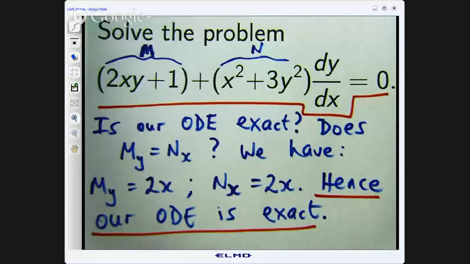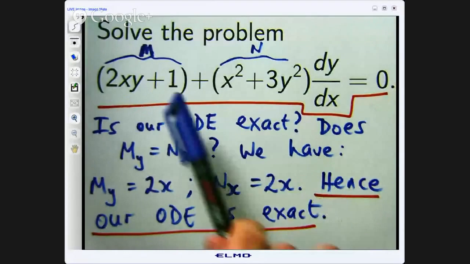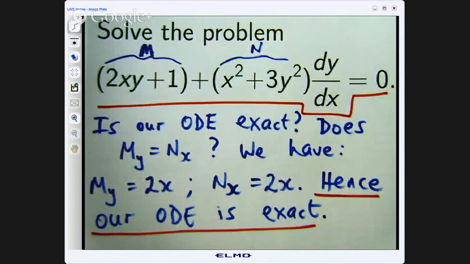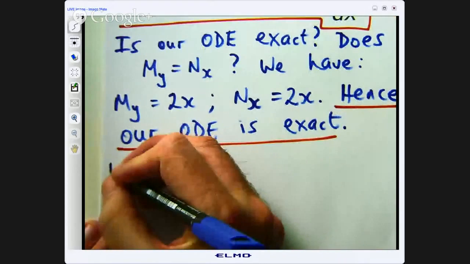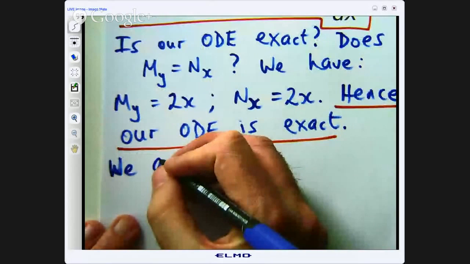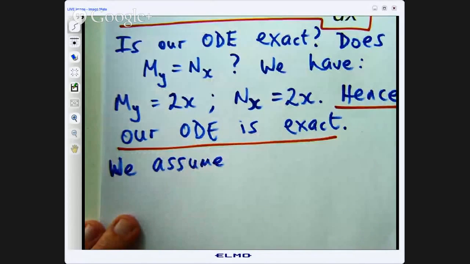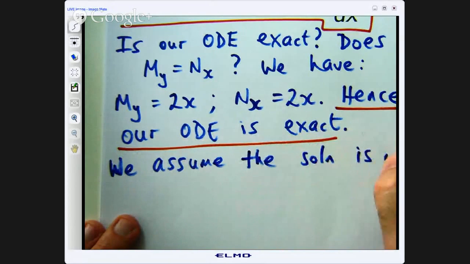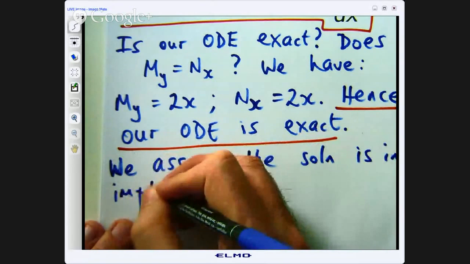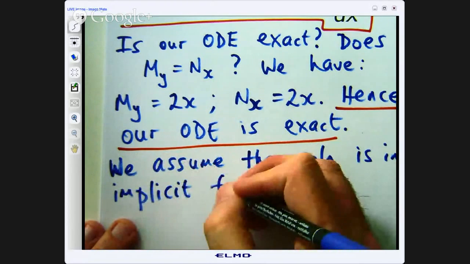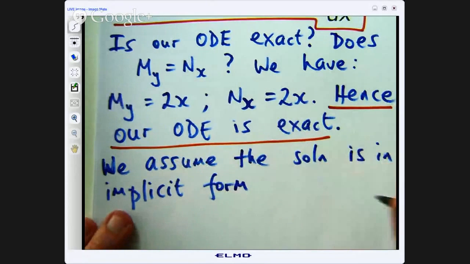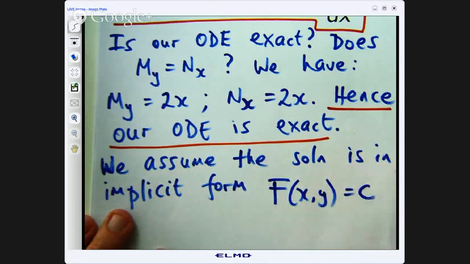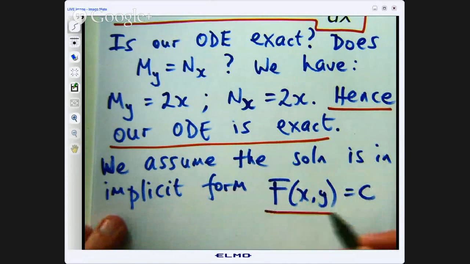All right, so because we have this exactness, we're going to assume that the solution to this problem is in some implicit form. Say big F of x comma y equals c, where c is a constant here.